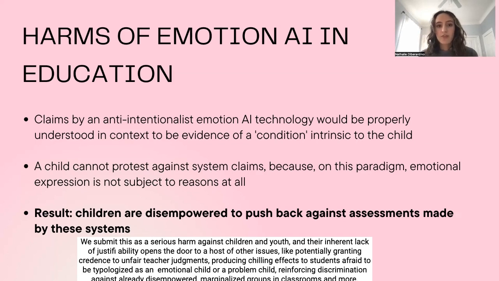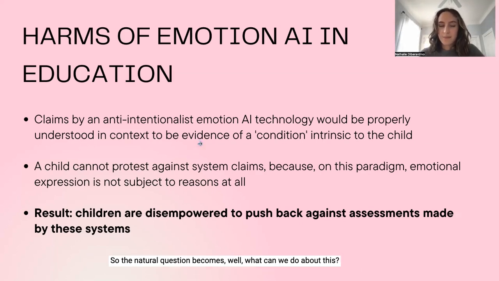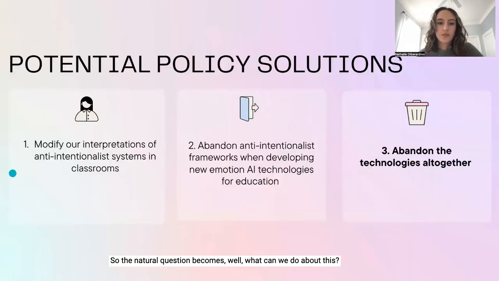And their inherent lack of justifiability opens the door to a host of other issues, like potentially granting credence to unfair teacher judgments, producing chilling effects to students afraid to be typologized as an emotional child or a problem child, reinforcing discrimination against already disempowered marginalized groups in classrooms, and more. And this is all especially serious when we remember how children's emotional expressions are being tied to their future opportunities and success. So the natural question becomes, well, what can we do about this?